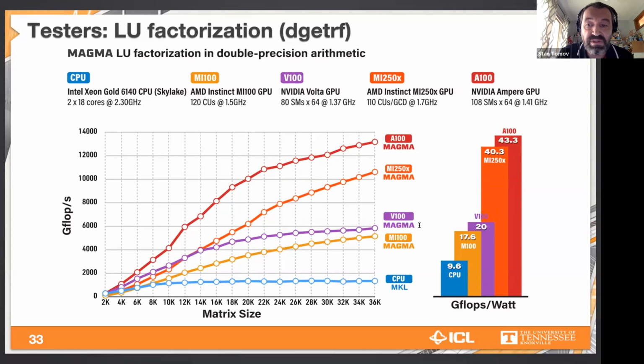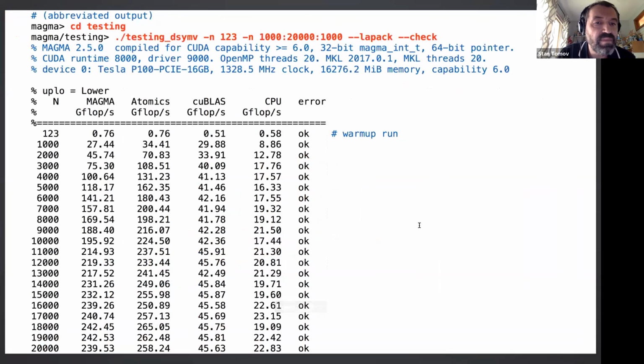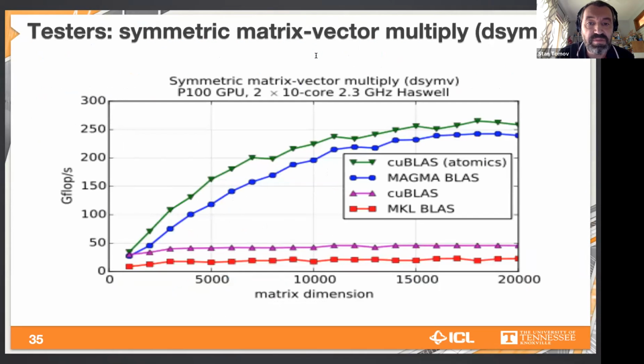That's just an illustration that I already mentioned for the LU factorization on newer architectures. For BLAS, that's just one more example, in this case, symmetric matrix vector product. This, for example, can use atomics, and again, we can specify different options here. That's just putting the performance into a chart, again, comparing with other available libraries and CPU equivalents.